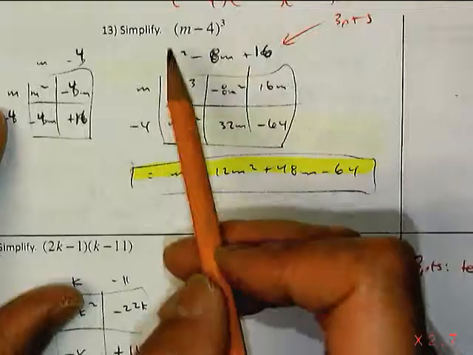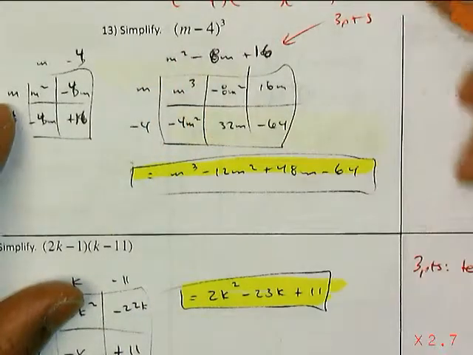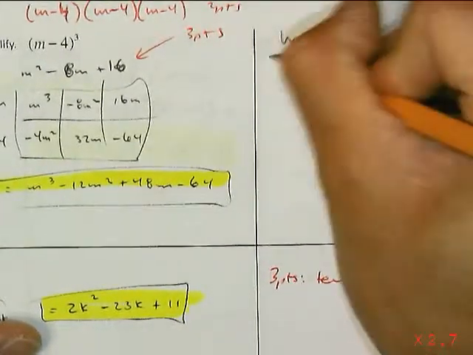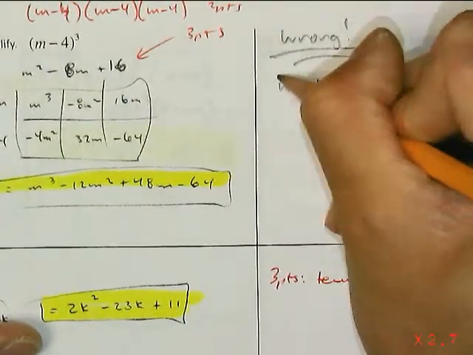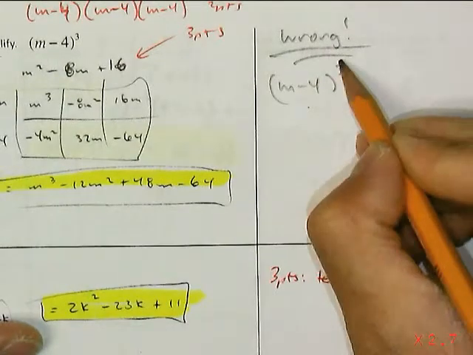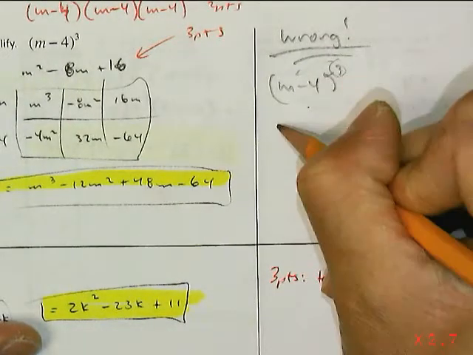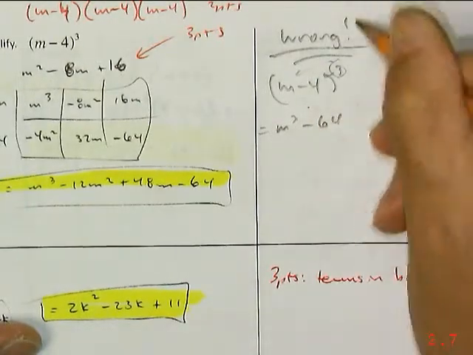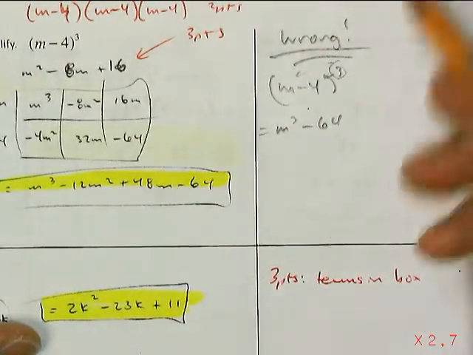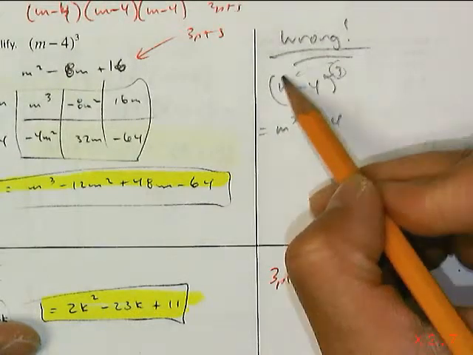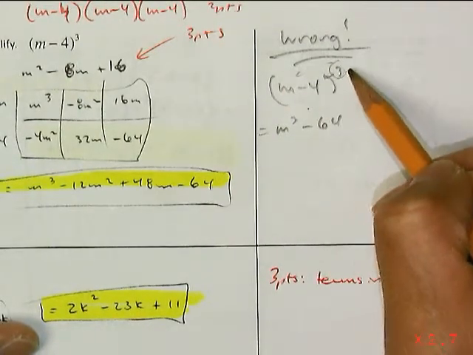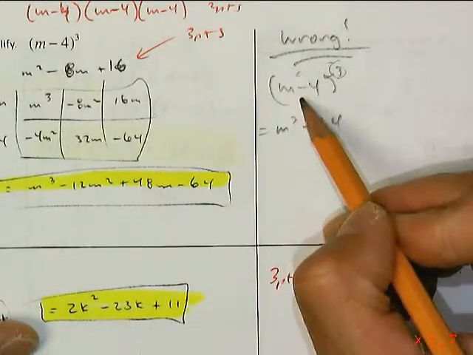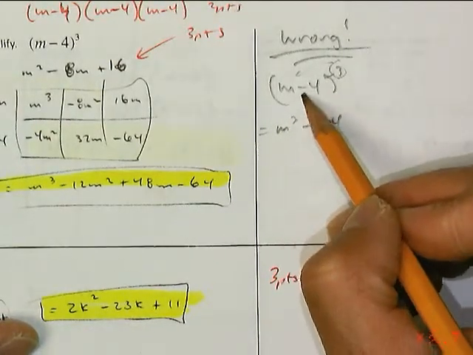Here it asks you to simplify (m - 4)^3. Let me make sure I show this one. This is wrong, so I'm going to show you the wrong way of doing this. You might think you can distribute that 3 and get m to the third minus 64. Again, this is wrong because you can't distribute the exponent; this is not a power rule. Power rule only refers to exponents, and inside here these are not exponents.